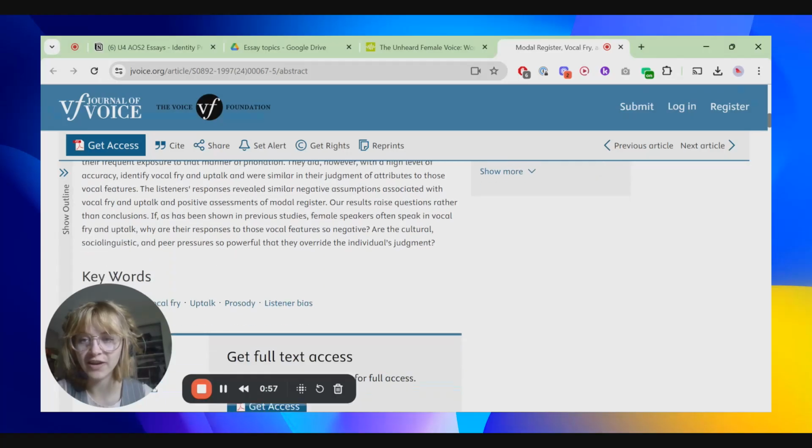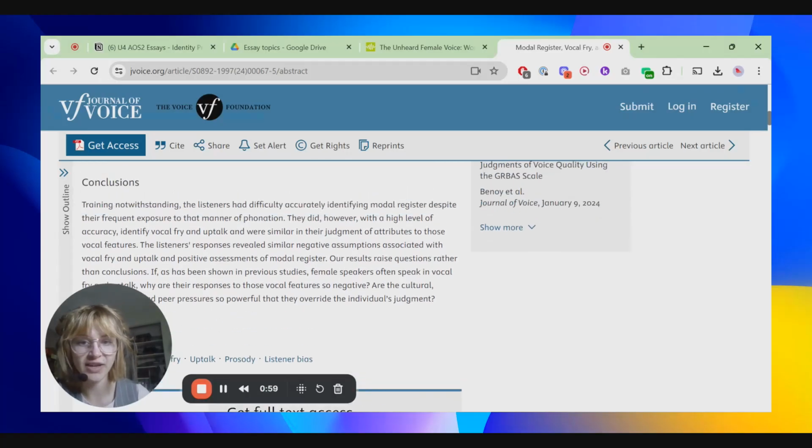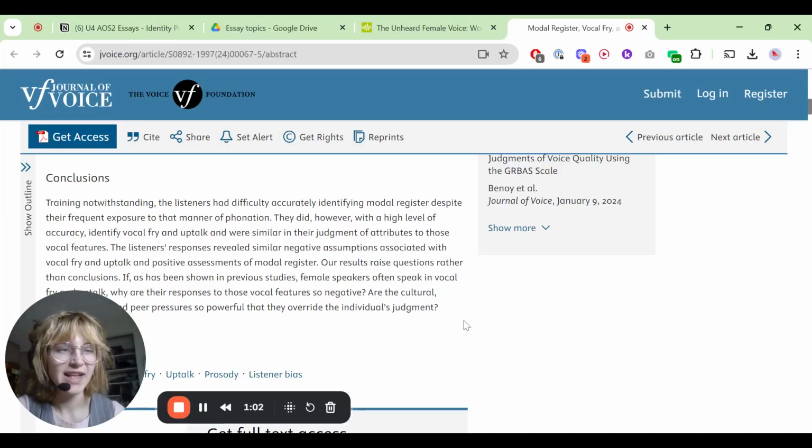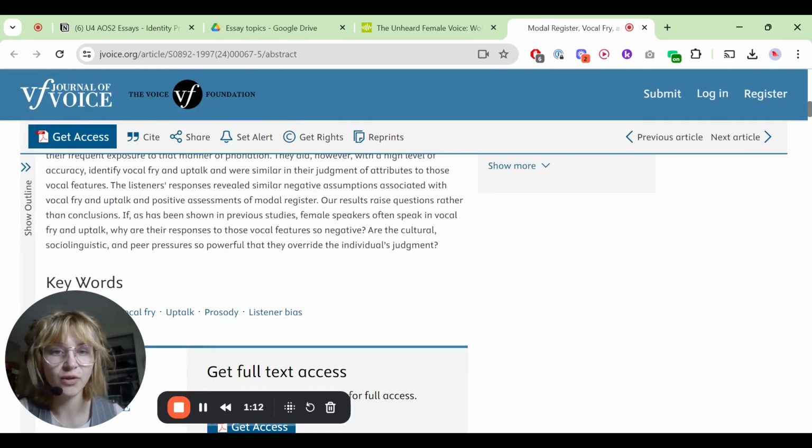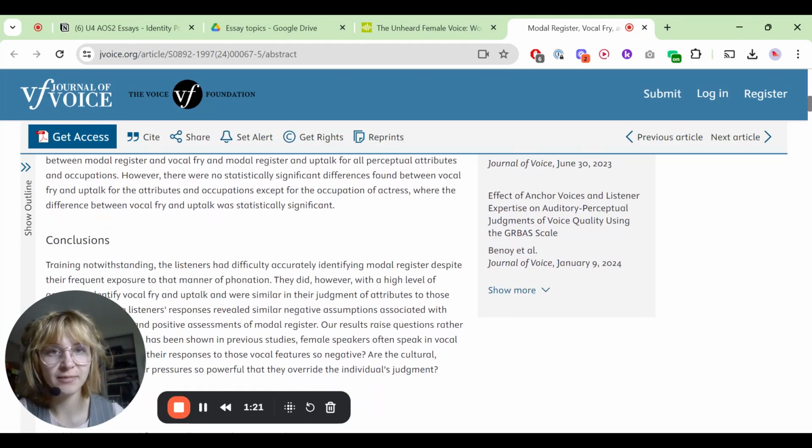The rabbit hole over. And here's a Journal of Voice article. It raises a few questions. The study itself is more to do with recognition of certain sounds, so not relevant to this particular area of study, but it's asking a few questions about why. So it's been shown that female speakers often speak in vocal fry and uptalk. Why are the responses to this negative? What is the cultural, sociolinguistic, and peer pressure that sort of features that affect this or create this sort of negative effect? So I'll link these as well in the description below.